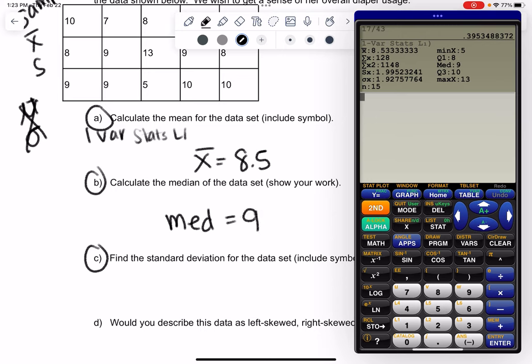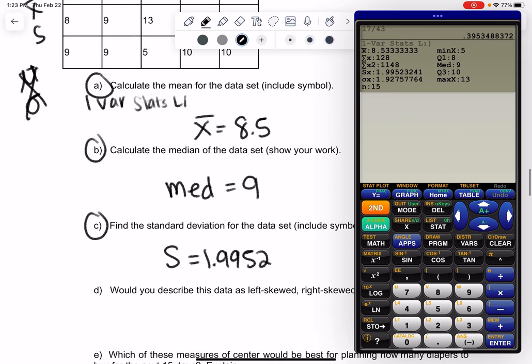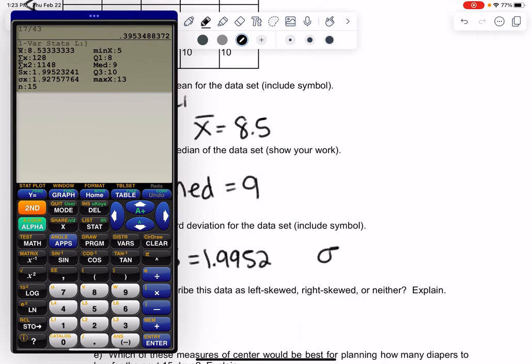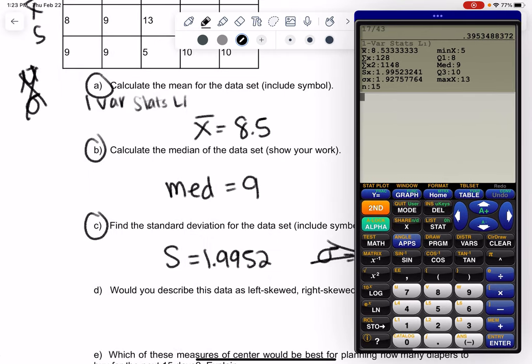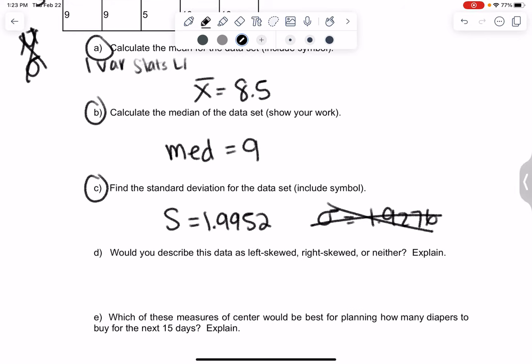And then the standard deviation, there's two choices. We're going to use S, 1.9952. We're not going to use 1.9276 because that would be if it were a population. So for standard deviation, remember we like 5 digits. So 1, 2, 3, 4, 5.